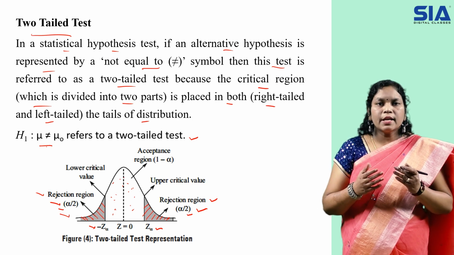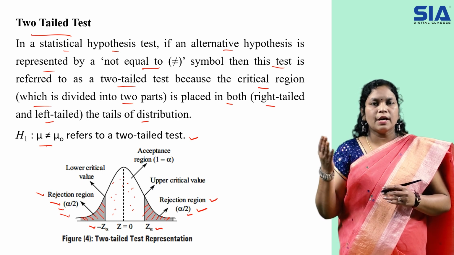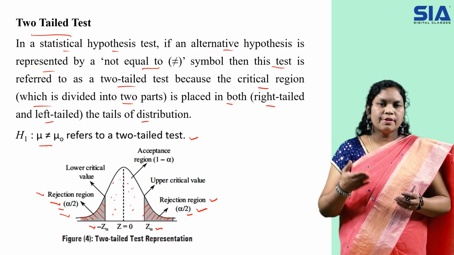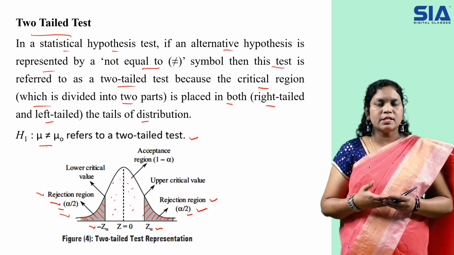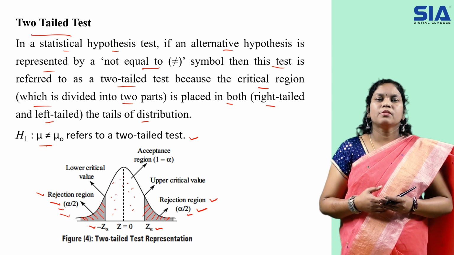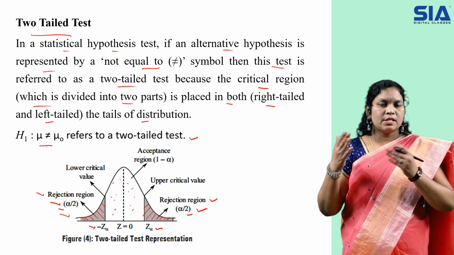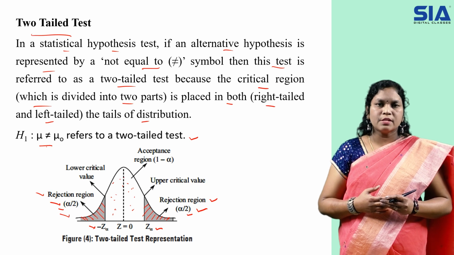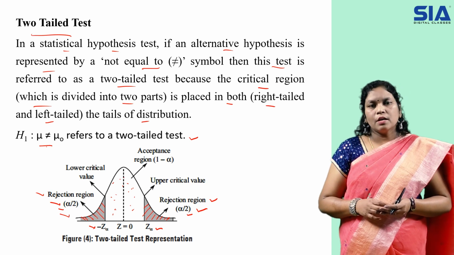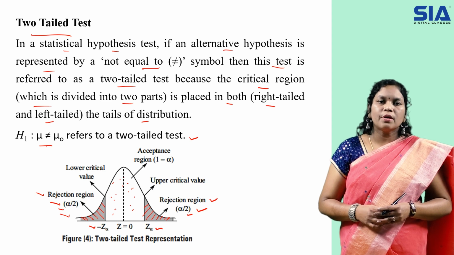So this is your tail test. One tail, two tail. In one tail we have two types, right and left. Whenever you get a greater than symbol in the alternative hypothesis, we'll call it a right tail test. Whenever you get a less than symbol, we'll call it a left tail test. Whenever the critical region is plotted on two sides, we'll call it a two tail test, because on both sides we are getting our critical values. So this is the concept of a tail test.